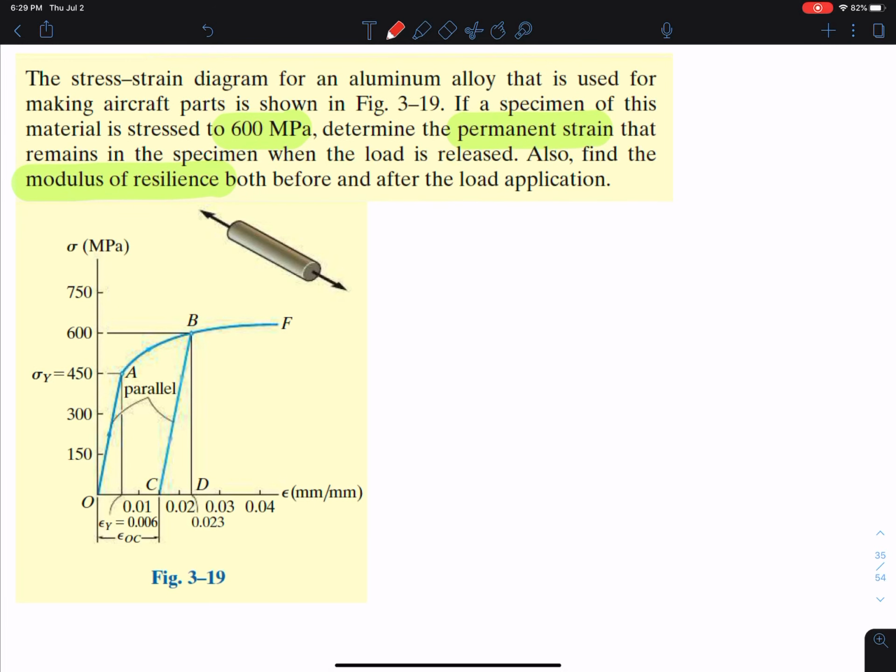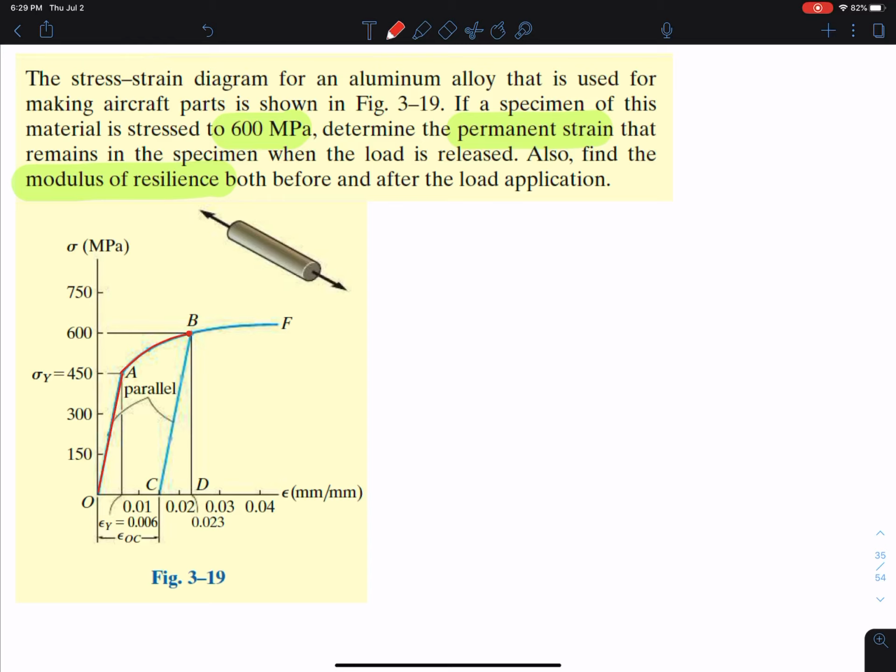we know that the specimen is stressed to 600. We can clearly see that this here is the elastic portion. My yield is 450. I'm stressing it to 600, which means that I definitely have permanent strain. If this question said it is stressed to 300, what would be the permanent strain? 0, because we're still in the elastic region. It's like a freebie question. But it says we go to 600. Since we now are in the plastic region, we know that we have some permanent deformation there.